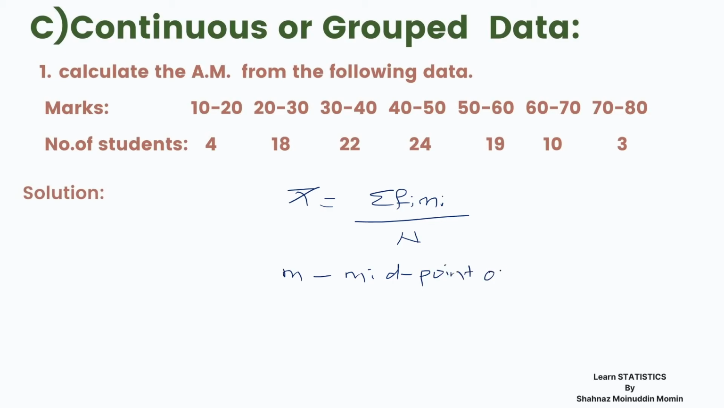Midpoint of the class. We know how to calculate midpoint. Suppose if we want to calculate the midpoint of first class 10 to 20, then how we calculate it? M1 equal to lower limit 10 plus upper limit 20 divided by 2. How much it is? 30 by 2, and which comes out to be 15. Means the midpoint of first class 10 to 20 comes out to be 15.